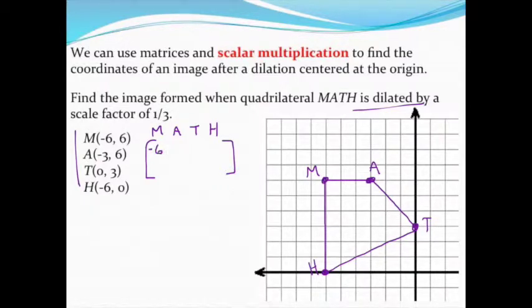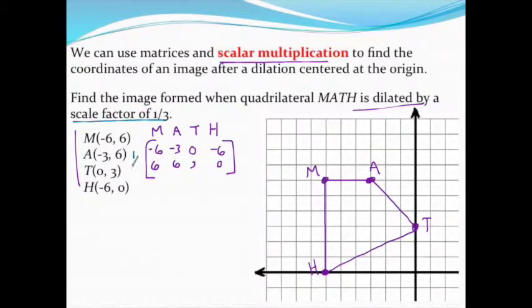So I've set up my matrix. Recall that we set these up as x on the top and y on the bottom. So there's coordinate m, and if we finish that out, there's coordinate a, and t, and h. One way that we can perform a dilation is to use scalar multiplication, which you may recall from a previous video just means writing a number outside of a matrix and then basically distributing or multiplying everything in that matrix by that number. In this case, the scale factor of my dilation is going to be 1/3.